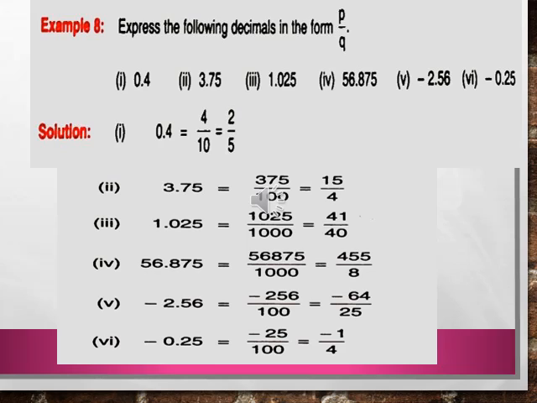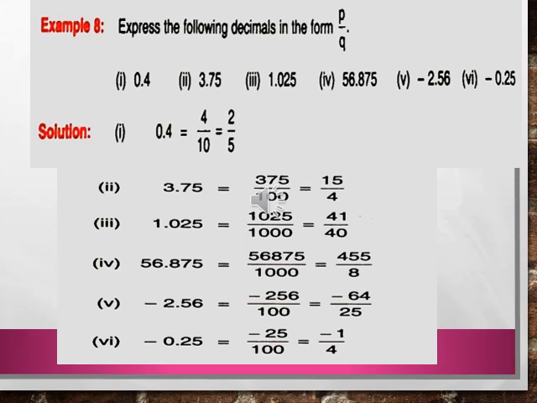Express the following decimals in the form of p by q. Take the first example, 0.4. See the decimal places. How many decimal places are there? Only 1. So write the number in the numerator as it is without the decimal, that is 4 upon 10. Is it divisible by some number? Yes, it is divisible by 2. So cut it: 2 twos are 4, 2 fives are 10. So it is 2 by 5, which is in the simplest lowest form.